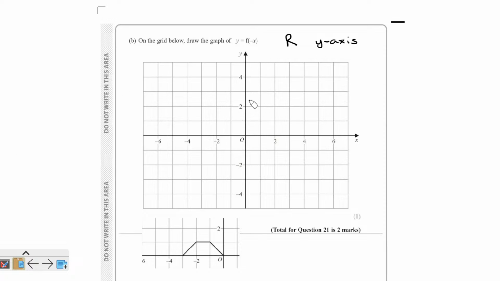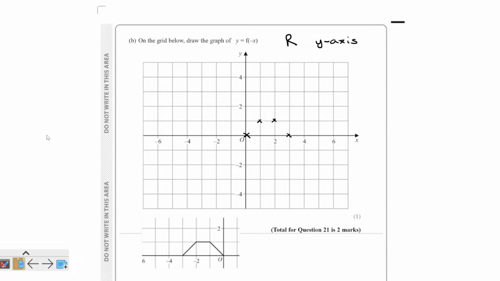We're reflecting in the y-axis, so this vertical line here, imagine you're sticking a mirror there. The point 0, 0 is on the reflection line, so that would stay the same, wouldn't it? It wouldn't move because it's on the mirror line. The point negative 1, 1, it's still the same height, but it would now become positive, wouldn't it? So negative times negative is positive. The point that was here, negative 2, 1, would be positive 2, 1. And then the point that was negative 3, 0 would be positive 3, 0.